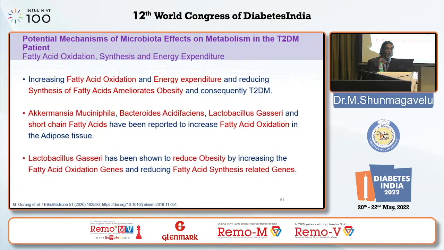Next is fatty acid oxidation. Very importantly, fatty acid oxidation as well as energy expenditure. They reduce the synthesis of fatty acid, ameliorate obesity and consequently type 2 diabetes. Akkermansia, Bacteroides and Lactobacillus have been reported to increase fatty acid oxidation in adipose tissue and shown to reduce obesity by increasing fatty acid oxidation genes. So it not only promotes fatty acid uptake and oxidation, but also upregulates the genes responsible for fatty acid oxidation.